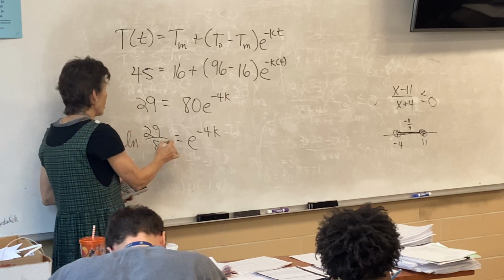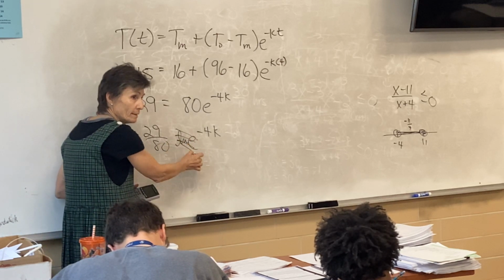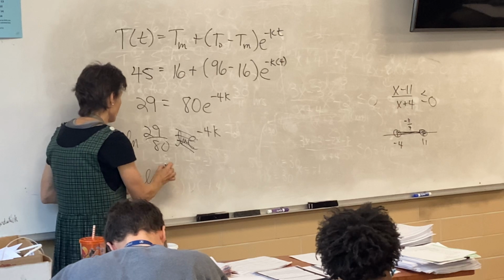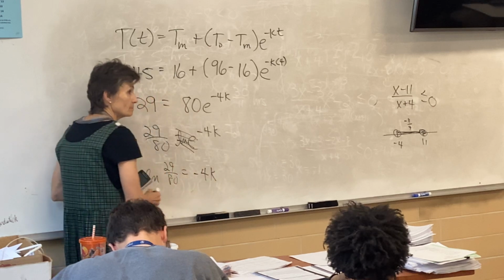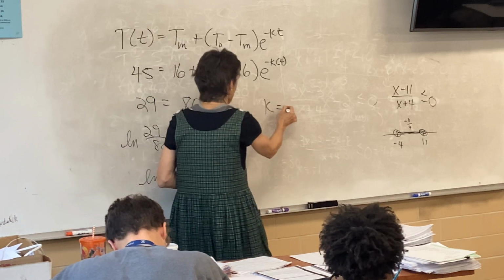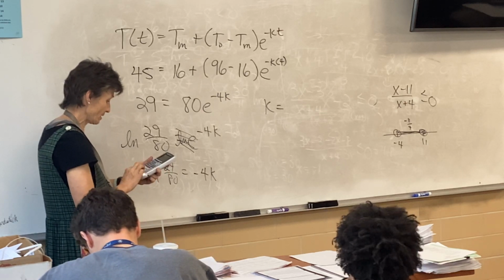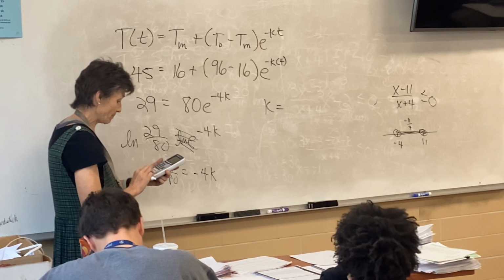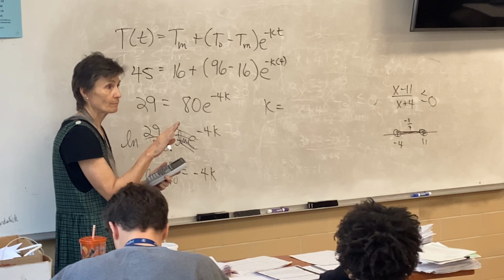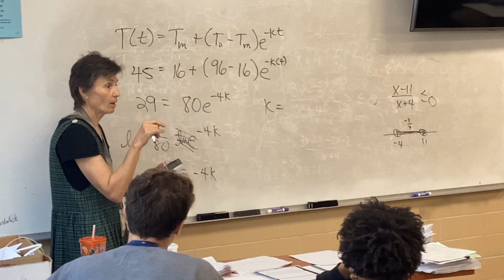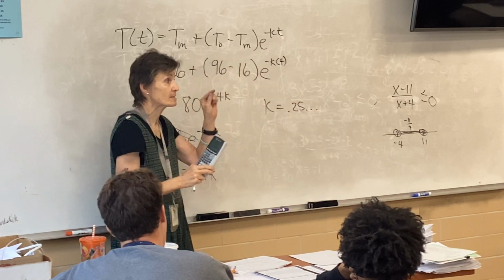Take the natural log of both sides, which means this right here is gone. So the natural log of 29/80 is negative 4K. So K is going to be the natural log of 29/80 divided by negative 4. So do you have a K value? 0.25 something? All right, now, okay, I got that. I'm going to leave it on my calculator because that is not the answer.